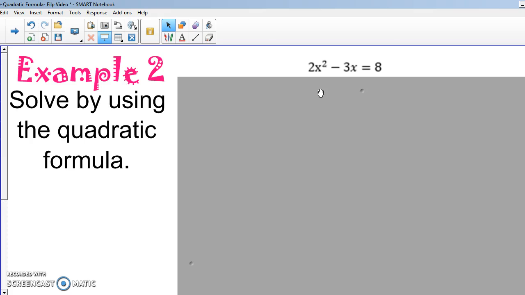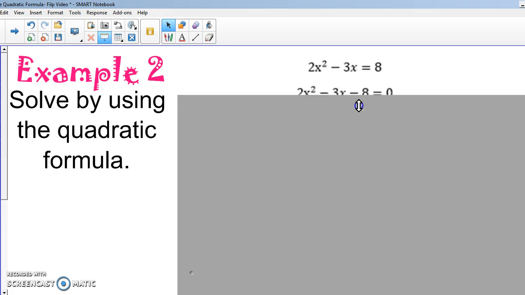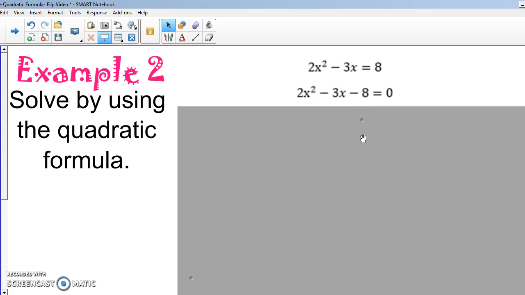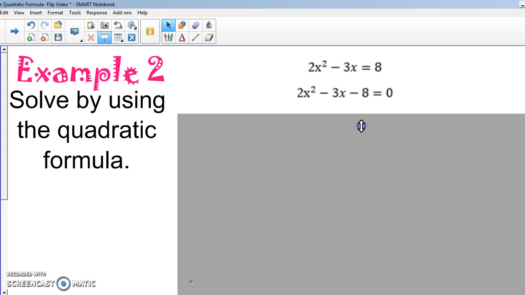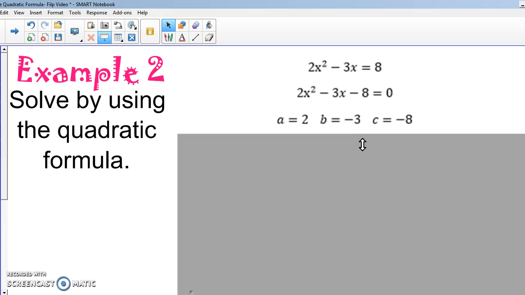So with this equation, we want to move this 8 to the other side of the equal sign. So when we do that, we get 2x squared minus 3x minus 8. Now that everything's on the same side of the equal sign, we're going to do the same thing. So we're going to identify our A, our B, and our C. So I would like you to go ahead and do that on your paper. So you should have gotten that A was 2, B was negative 3, and C was negative 8.